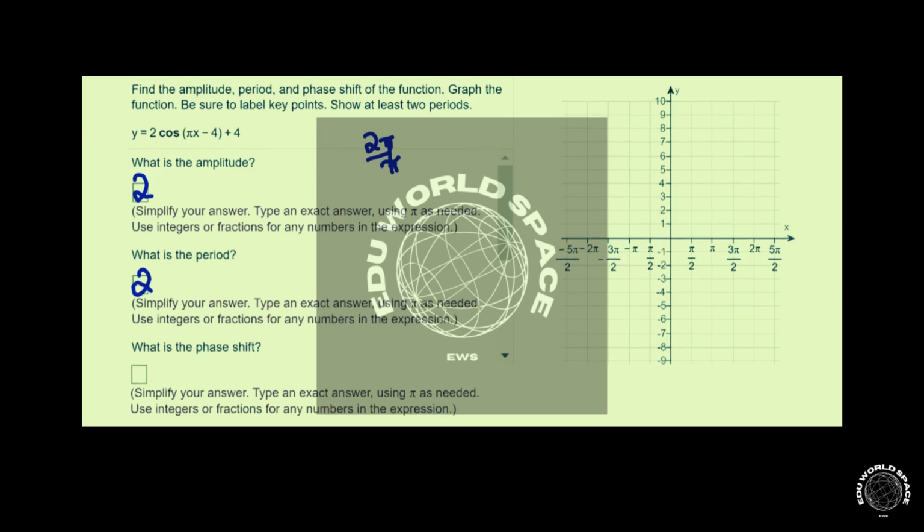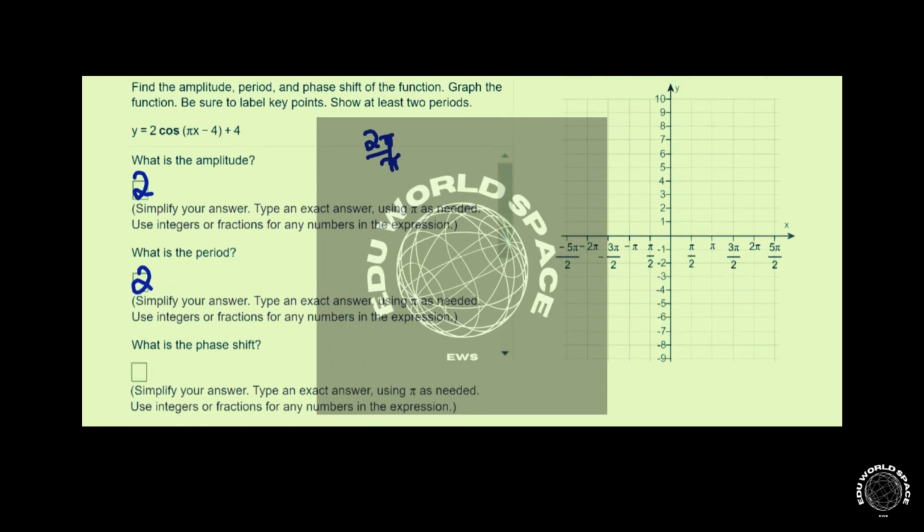For the phase shift, we have to consider factoring out the pi, then we'd have x minus 4 over pi, so that when you distribute the pi, it cancels out and becomes minus 4. So the phase shift would be 4 over pi.